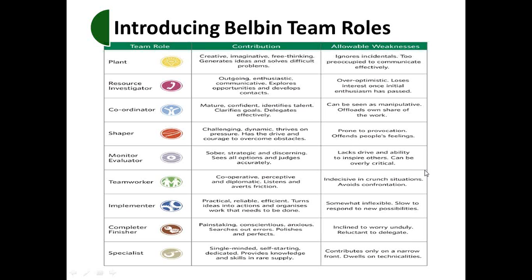The seventh team role is the implementer, and that's signified by the cogs in the machine. This is the person that keeps things going. In a crisis, in a difficulty, you can rely on that person to turn and make the machine work. Ideas are turned into organized roles that need to be done and need to be followed up. They're practical and they're reliable.